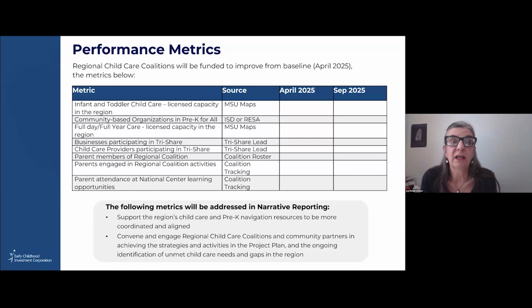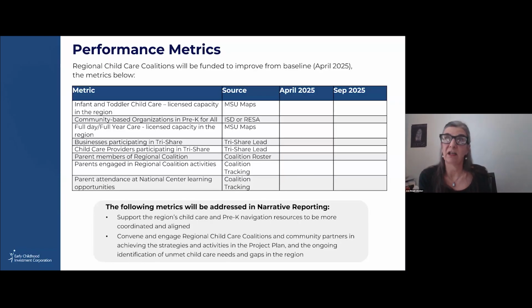We'll be looking for each region to be monitoring how many community-based organizations are involved in the implementation of Pre-K for All in the region. We know that that has been something that is really important in the expansion of Pre-K for All. We know there's an opportunity to continue to build the capacity of community-based organizations so that families really can have a choice and voice in where their children receive their pre-K education.